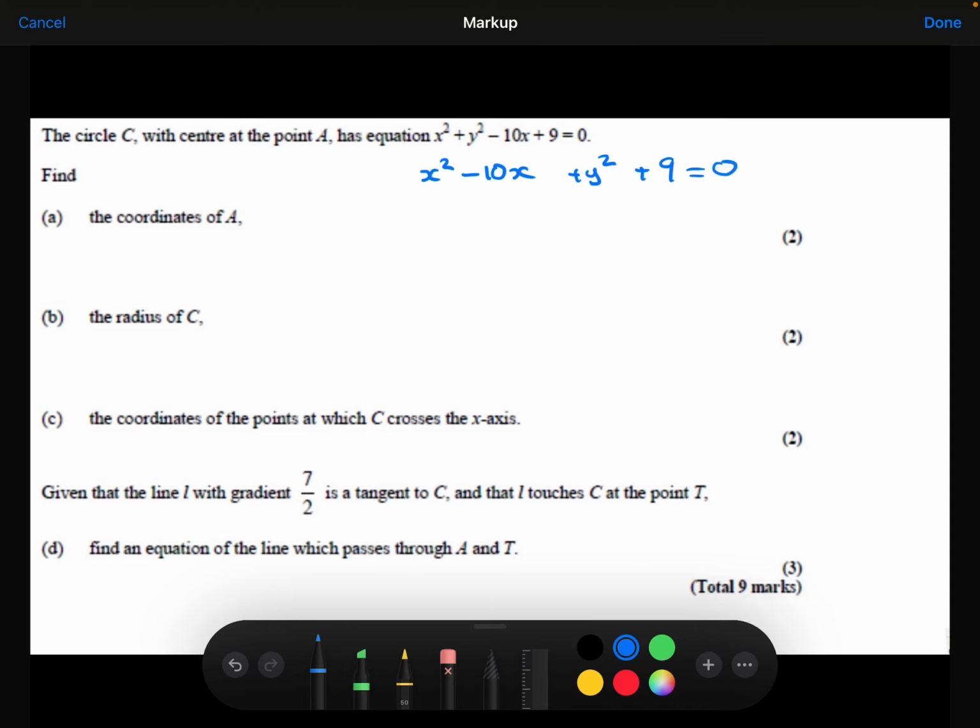And then I'm going to complete the square on the x terms. So I'll have, halving the 10, we get minus 5. And then I need to take away the 5 squared, which is 25. The y squared is just by itself at the moment, so I'll just leave that. There's no need to complete the square here because the y squared is all by itself. Then the minus 25 plus 9 is just minus 16. And I'm going to add that 16 to both sides.